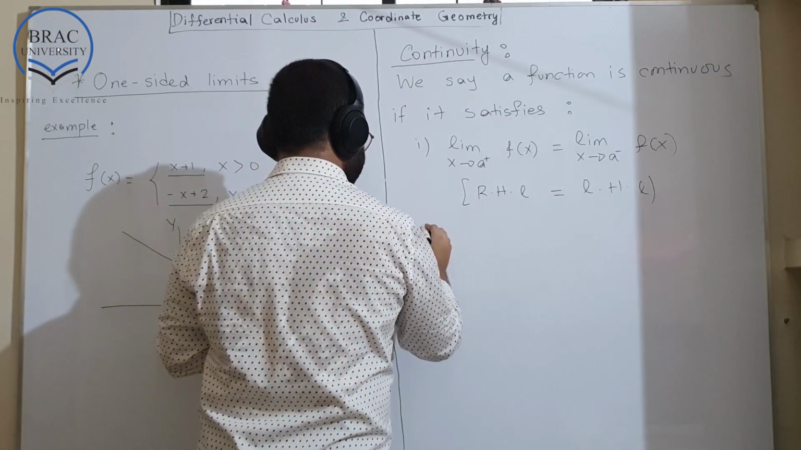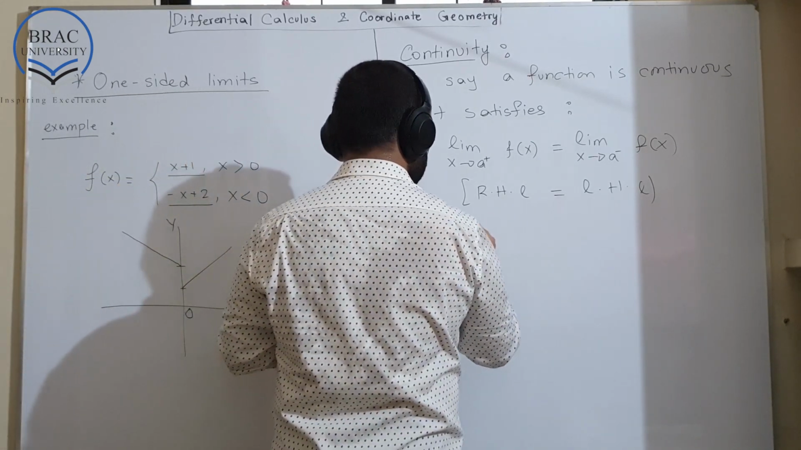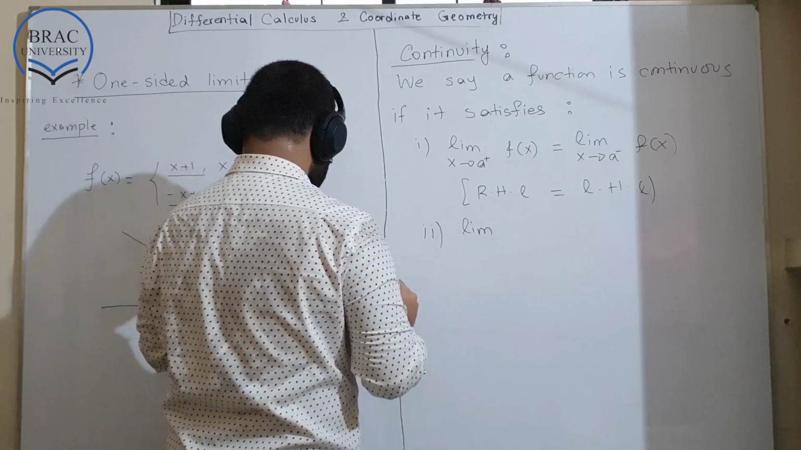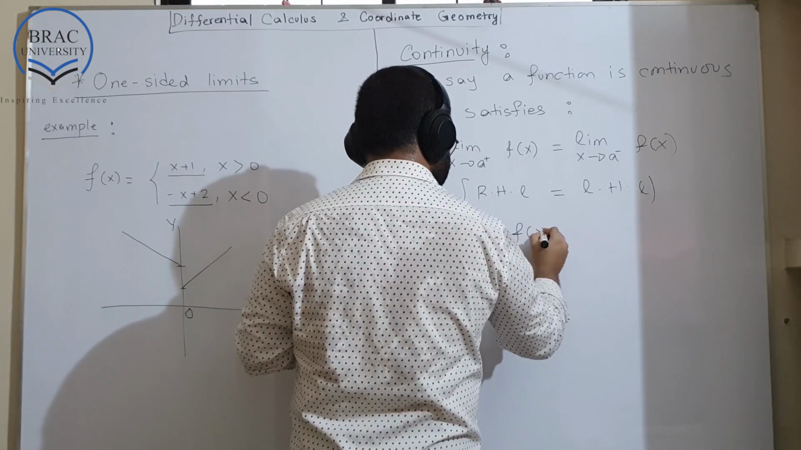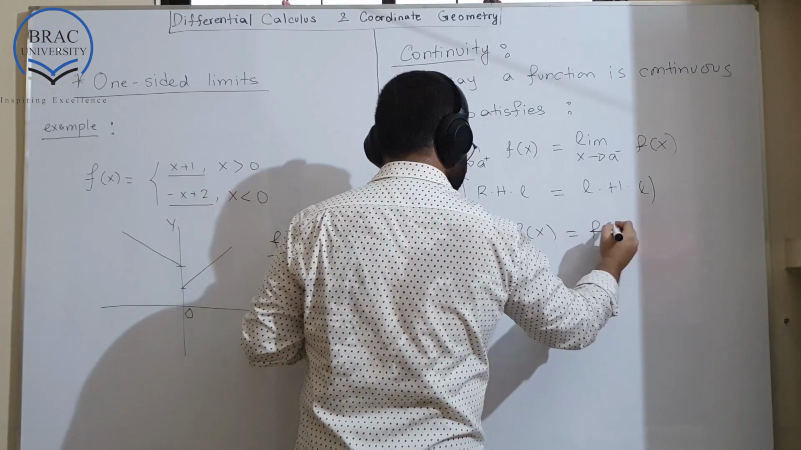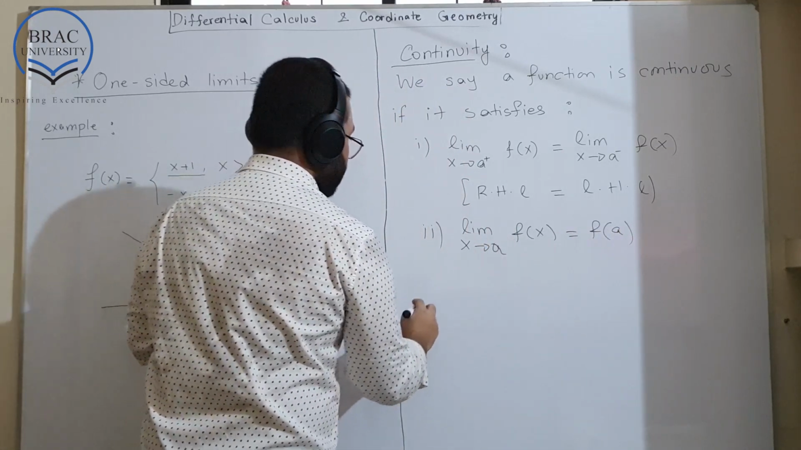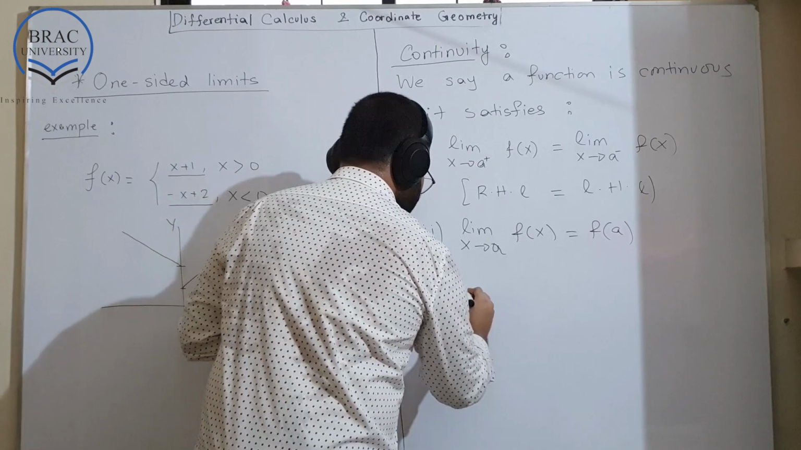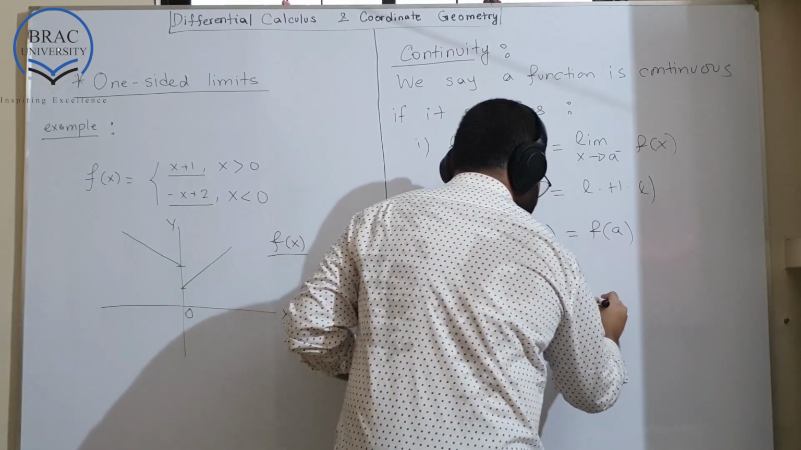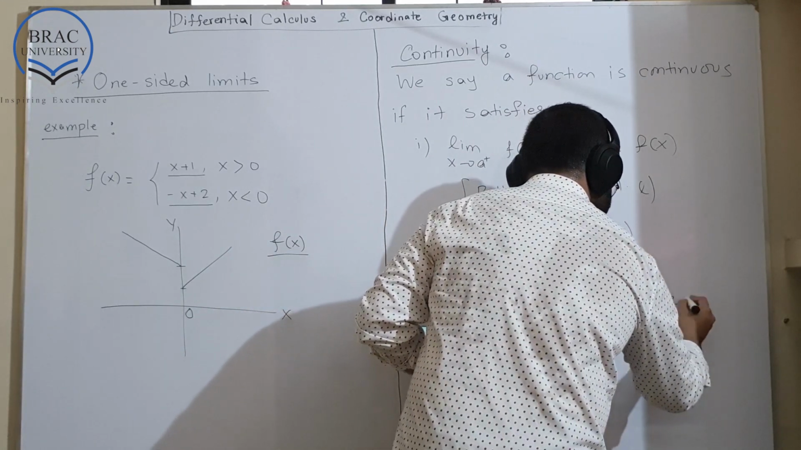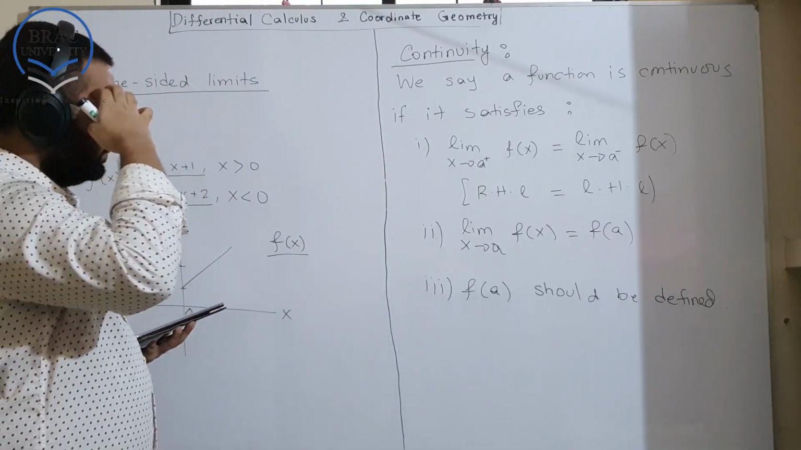The second point is limit, x goes to a, f of x should be equal to, I'm sorry, f of a. I will explain this in a bit. And the third one, f of a should be defined. Let me elaborate these two points.